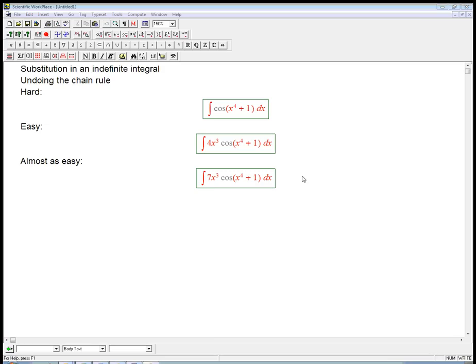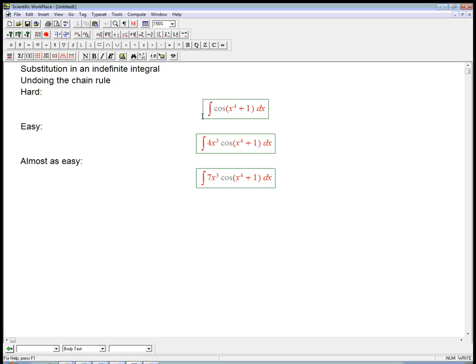Here's a little video about substitution in an indefinite integral. In other words, how do we anti-differentiate certain kinds of functions? It's really about undoing the chain rule, which is not always easy, but sometimes it works, and it's a really important technique. Here's a hard problem that someone might give us.